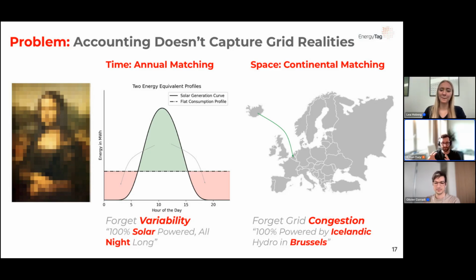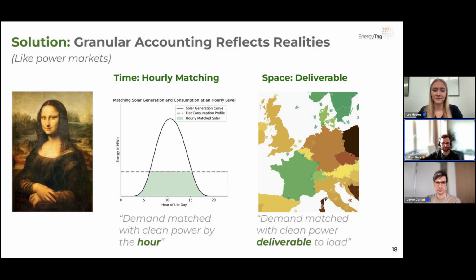And so we have some issues with the time and spatial granularity of electricity accounting today that kind of need to be addressed if we're going to have accurate emissions accounting and really accurate and, I would say, impactful signals for renewable investment. So how do we get a clearer picture?